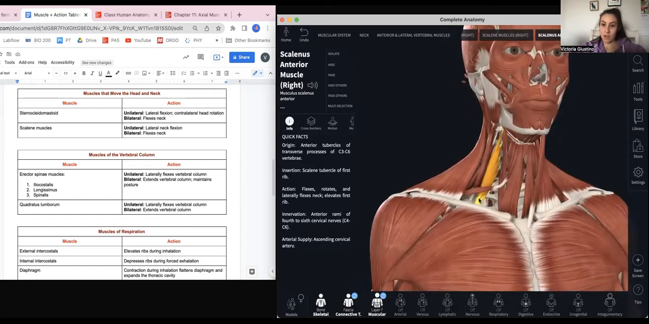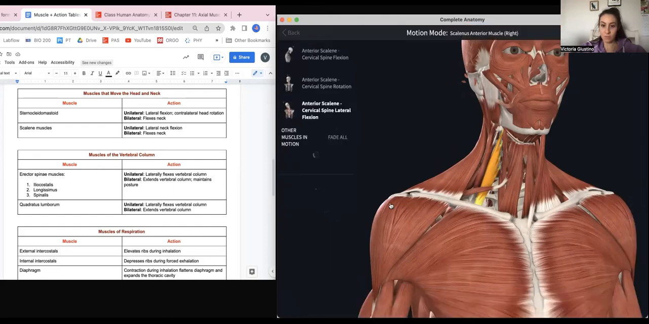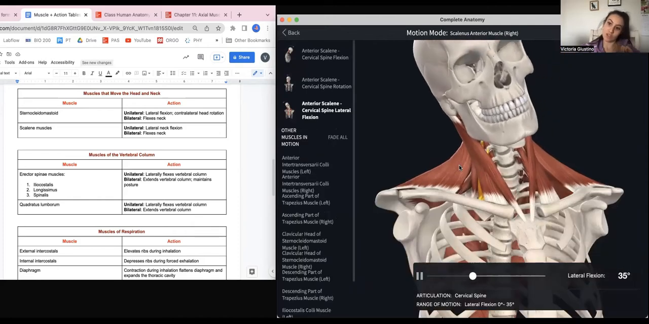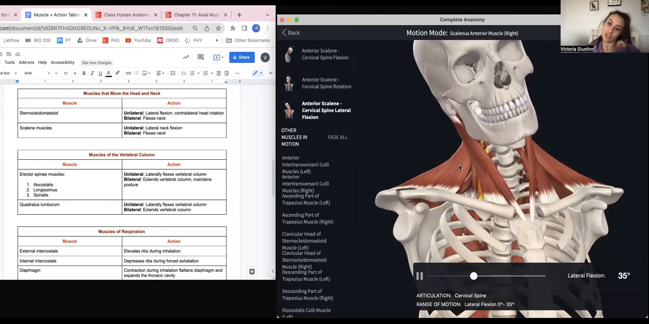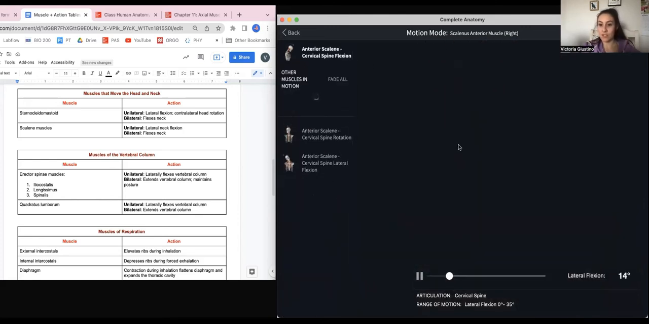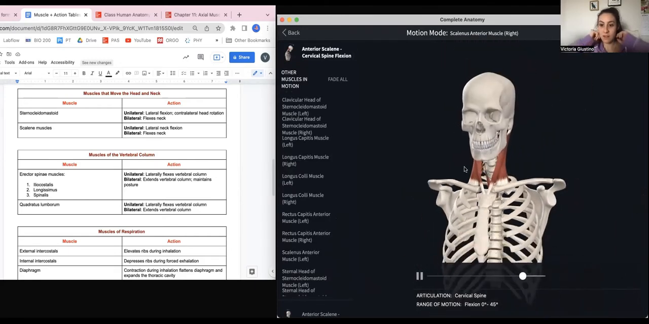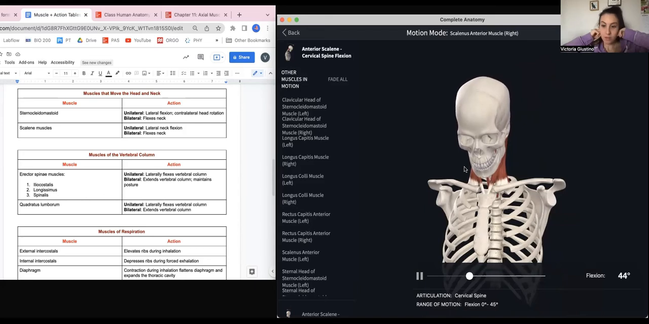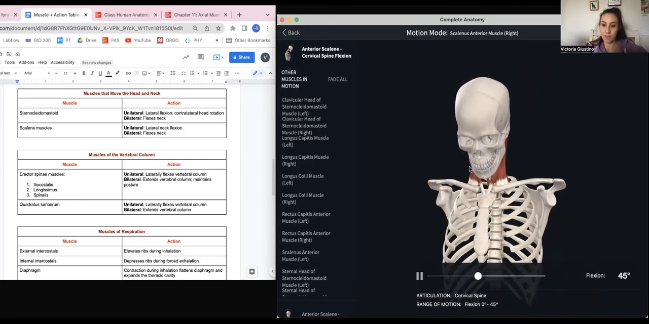So going from I to O, you can see if we have a unilateral contraction, it's going to just pull it to the same side. So you're going to get lateral flexion of the head at the neck. But if we do a bilateral contraction, so we're flexing both our left and our right scalene muscles, again, you're going to get an anterior flexion of the head at the neck.